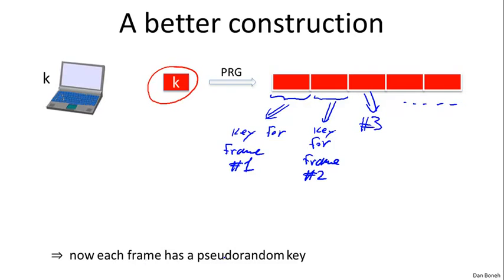And as a result, if the PRG is secure for random seeds, it would also be secure on this input, because these keys essentially look as though they're independent of one another. We'll see how to do this analysis formally once we talk about these types of constructions.